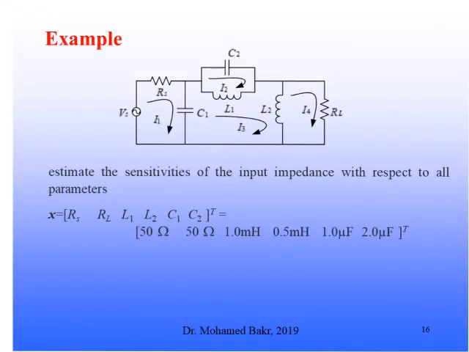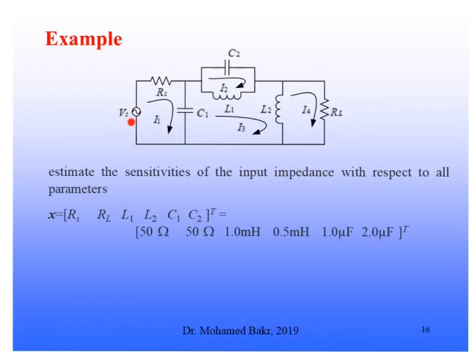Okay, let's consider an example. We have here an AC circuit. It has a source resistance, a load resistance, capacitor C1, capacitor C2, inductor L1, inductor L2. And so we have here in general six parameters in this circuit. Our target is to find the sensitivities of the input impedance with respect to all these parameters using the frequency domain adjoint method that I just explained. Now, one or two things that are worth mentioning.